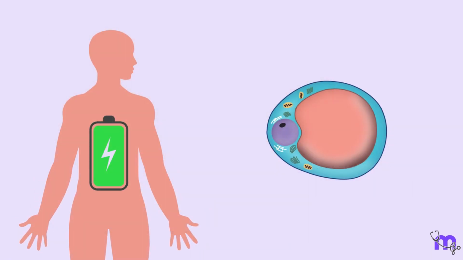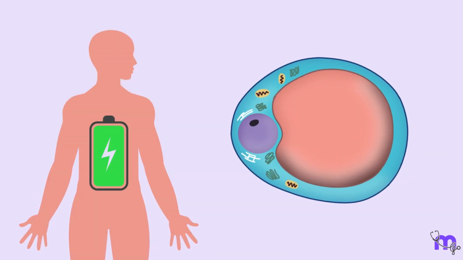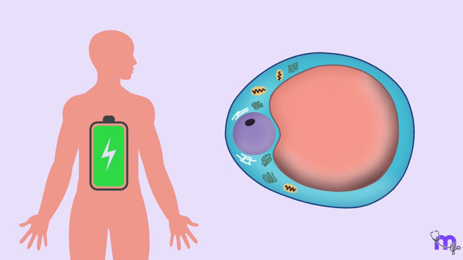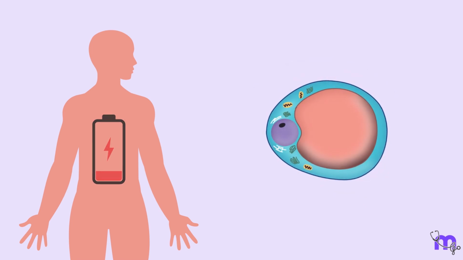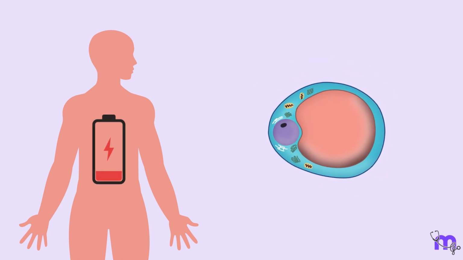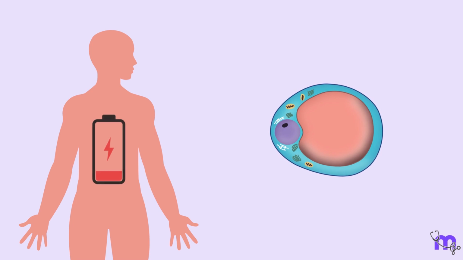As we consume more energy, these cells expand to accommodate the excess fat, and as we use up that energy, they shrink back down again. This is why our bodies can fluctuate in weight so easily.